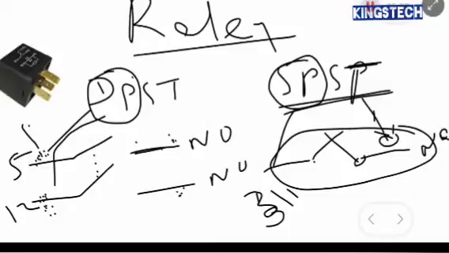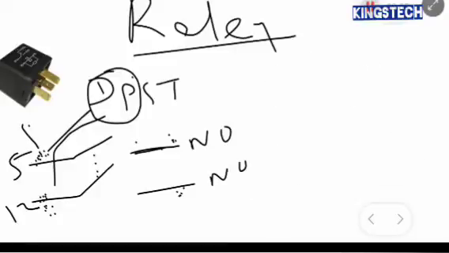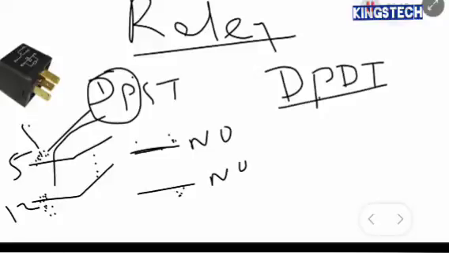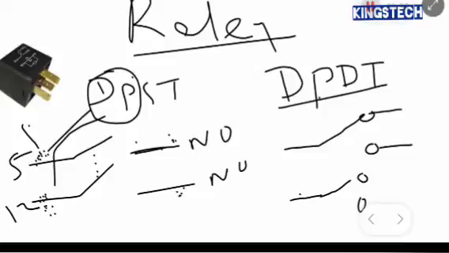So now we still have the one known as double pole double throw. So this one is DPDT, double pole double throw relay. See how this one looks like, just like the former one we drew, but the difference is that this one has 3 contacts. Altogether it has 6 contacts.